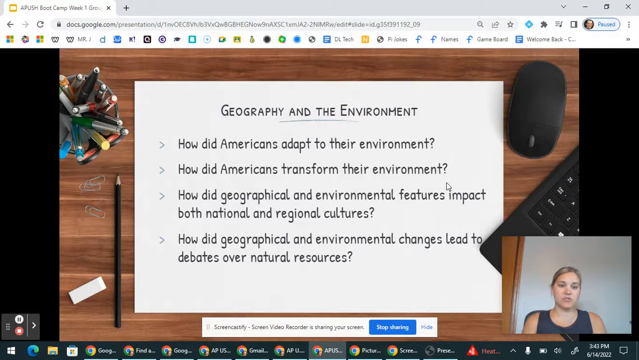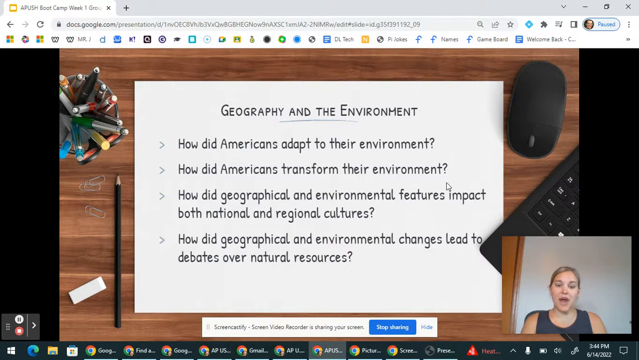So what should you pay attention to with this theme? It's really these questions. How did Americans adapt to their environment? So in this section, when we're focusing on Native American societies, you want to learn about how indigenous peoples adapted to their environment. So what changes did they make because of where they lived? And then how did Americans transform their environment? So in what ways did they change the geography to better suit the way that they wanted to live?